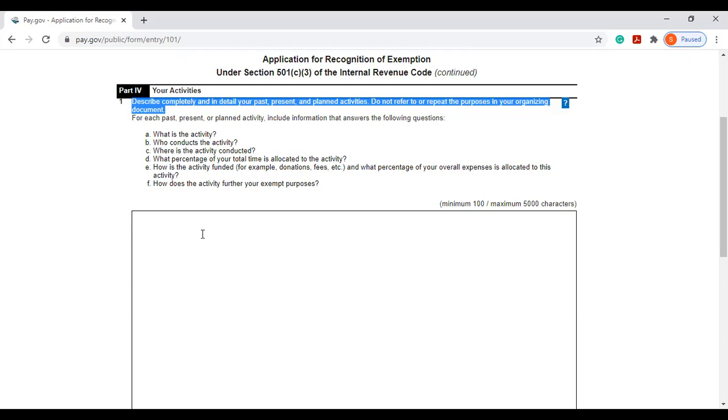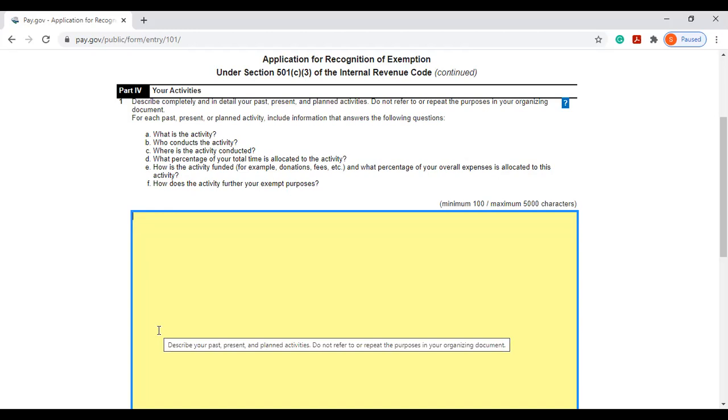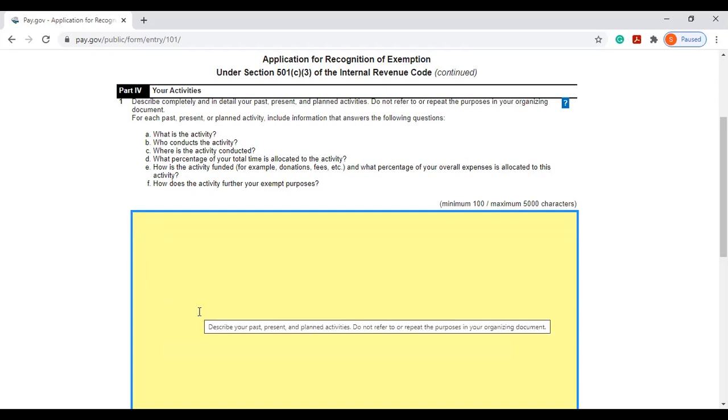In this section, in the past, we would just mail in the information, like I said before, but now you are required to type the information in this section. And the best thing to do, if I were you, is to put sections in here to identify what you're talking about, because you have to answer these questions for each section. So you have the past section, right?